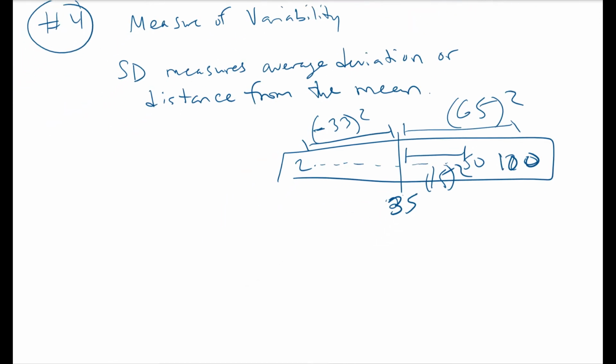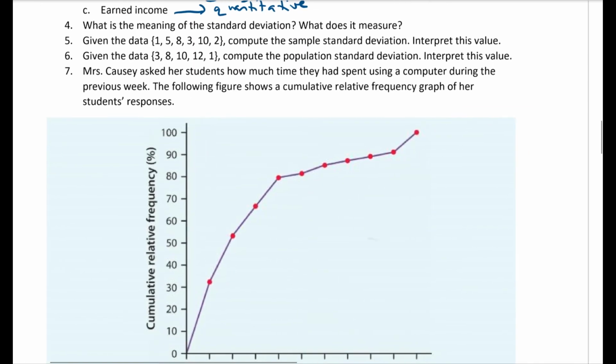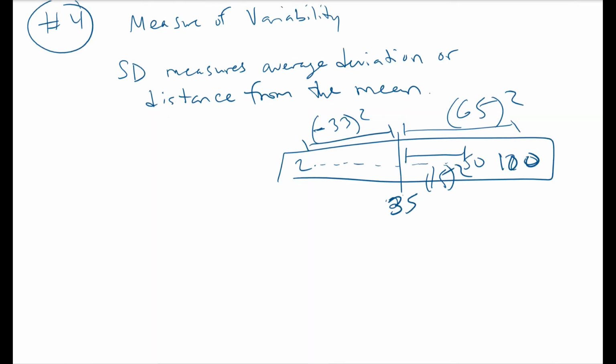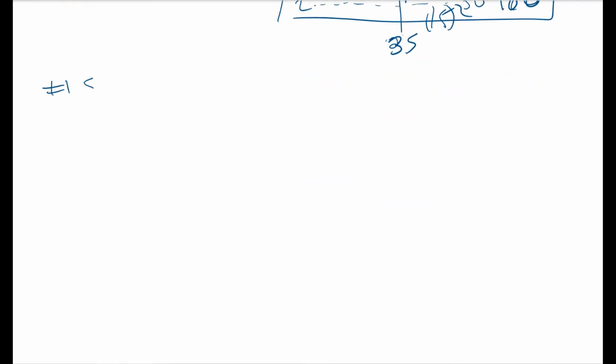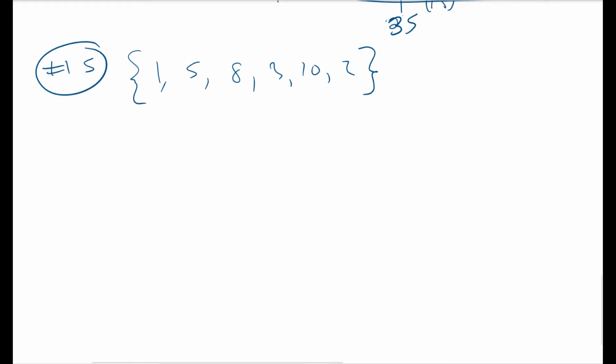All right, so that was number 4. Number 5: given the data 1, 5, 8, 3, 10, 2, compute the sample standard deviation. All right, so let's do that one. I'll go ahead and write out the data since it's not too large here. So we have 1, 5, 8, 3, 10, and 2. Don't worry about the squiggly brackets, I just do that to contain the data.